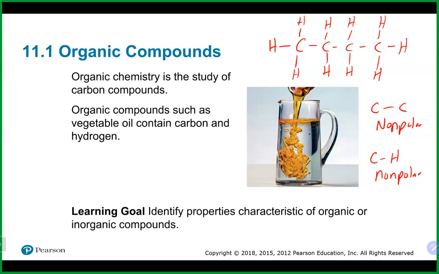Remember, for things to mix together and work right, it has to follow what is sometimes referred to as like dissolves like. So polar and polar things are soluble in each other. Nonpolar and polar things are not soluble in each other. And nonpolar and nonpolar things are soluble in each other.